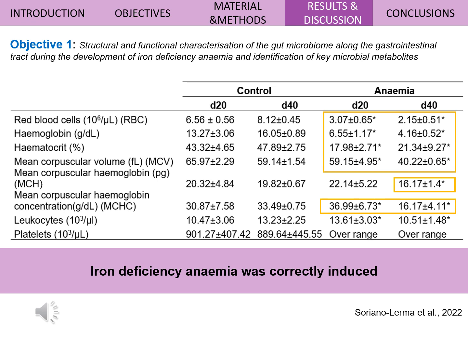First, we wanted to confirm that iron deficiency anemia had been correctly induced, and for that we performed a hematological analysis on the blood samples obtained at day 20 and at day 40 from both experimental groups. So we observed that the number of red blood cells, hemoglobin levels, hematocrit, mean corpuscular volume, mean corpuscular hemoglobin, and mean corpuscular hemoglobin concentration were decreased at day 20 and at day 40 in the anemic group. Therefore, iron deficiency anemia was correctly induced.